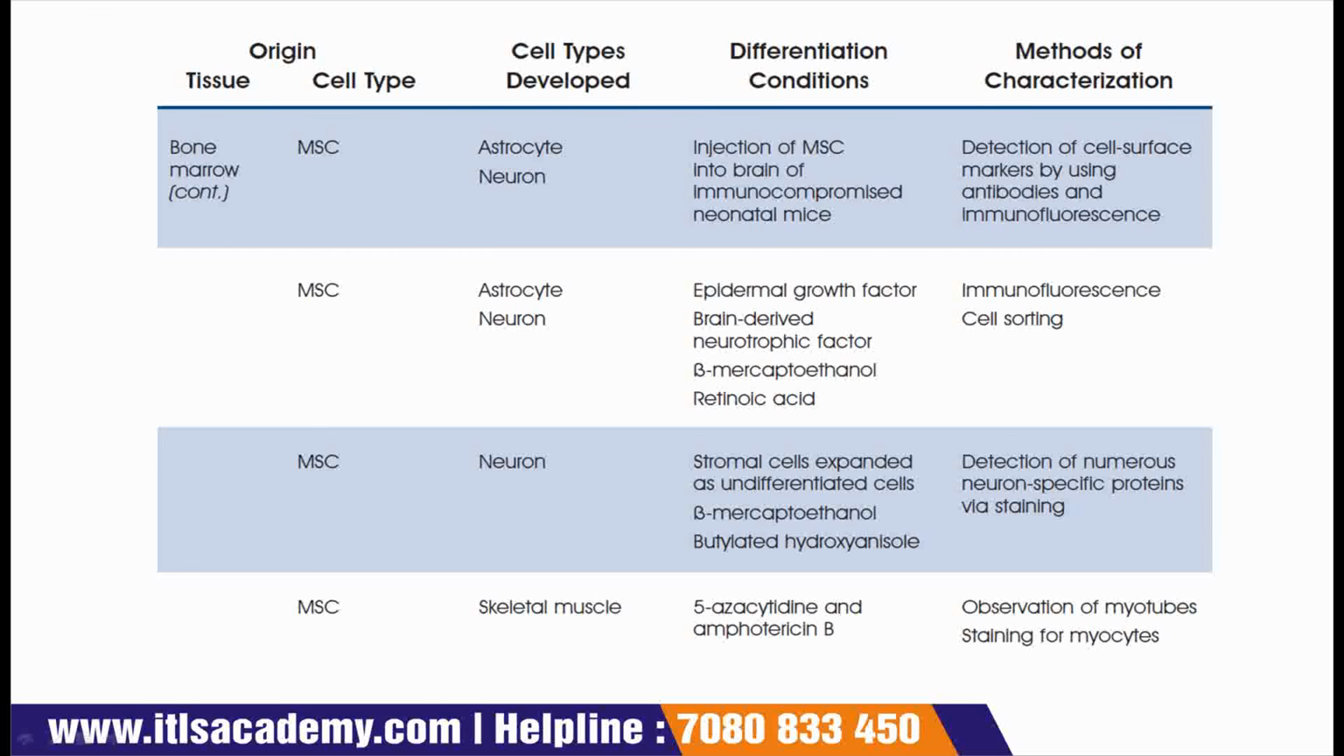Next, cell types developed from MSC is astrocyte neuron. Again, differentiation conditions are different, that is epidermal growth factor, brain-derived neurotrophic factors, beta-mercaptoethanol, and retinoic acid. Methods will be immunofluorescence cell sorting.